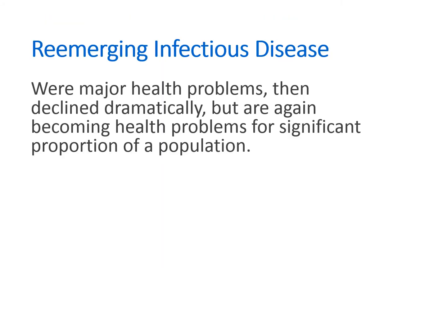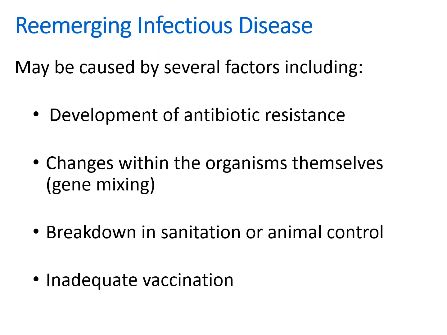Re-emerging infectious diseases were major health problems at one time, then, say, through vaccination programs, the incidence and prevalence of those diseases plummeted. You went from having lots of cases to having only a handful of cases. But now, those diseases are becoming a problem again for a number of people. There are a number of factors that can lead to re-emerging infectious disease. The first is development of resistance to antimicrobials. An example of this would be malaria.